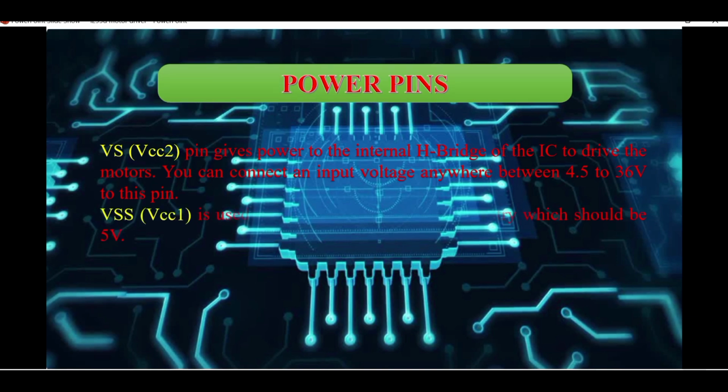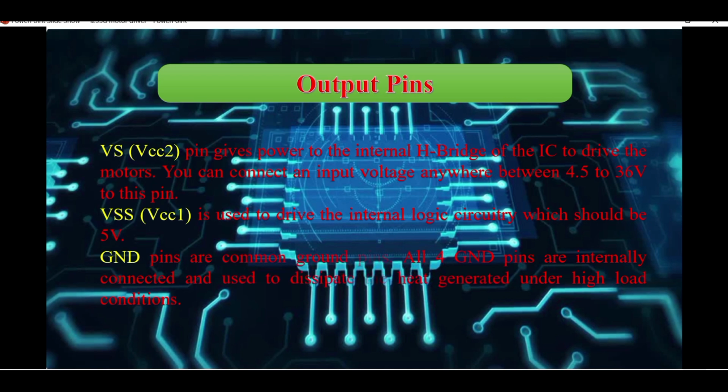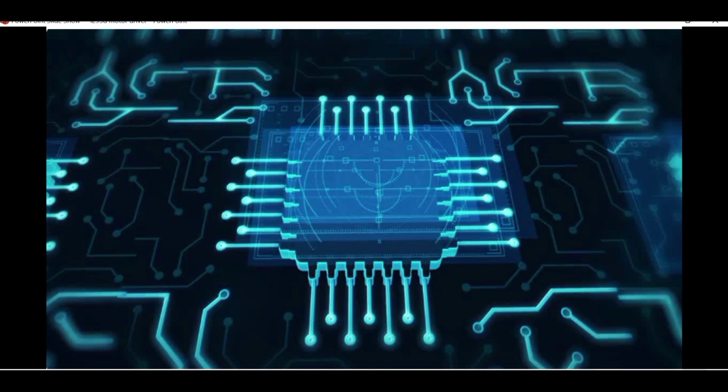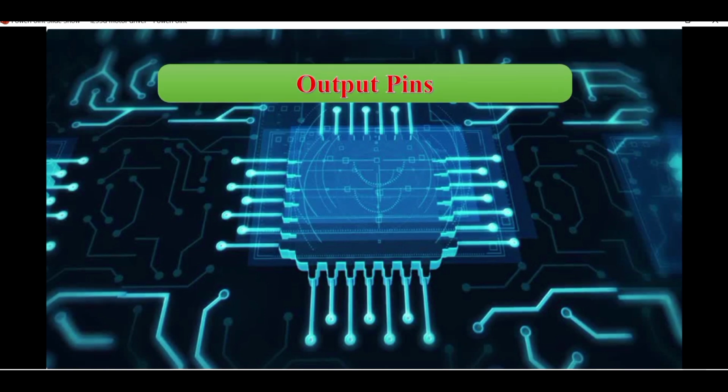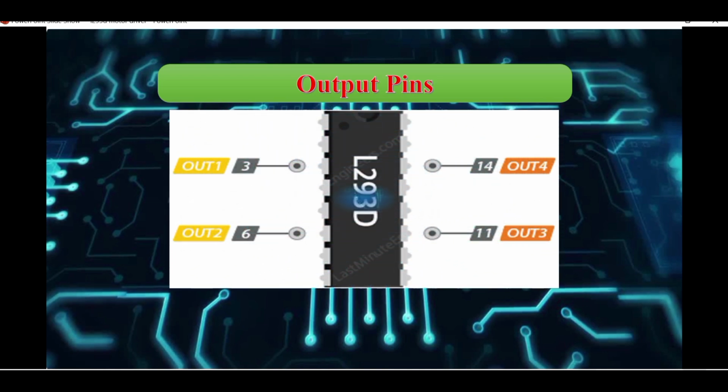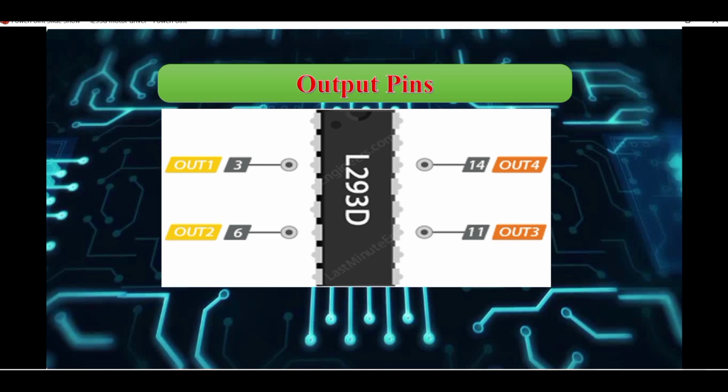That means the L293D motor driver has 2 input powers. First is normal power and the second one is the reference voltage. The reference voltage we give is 12 volts, and VCC 1 means we are giving exactly 5 volts. The ground pins are used to dissipate the heat generated under high load connections. And next, output pins. The output pins are 4: the 3rd pin, 6th pin, 14th pin, and 11th pin.